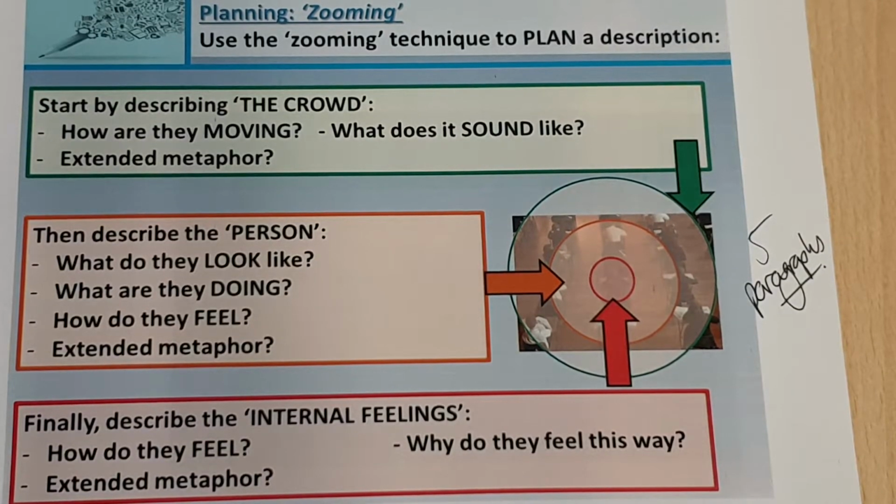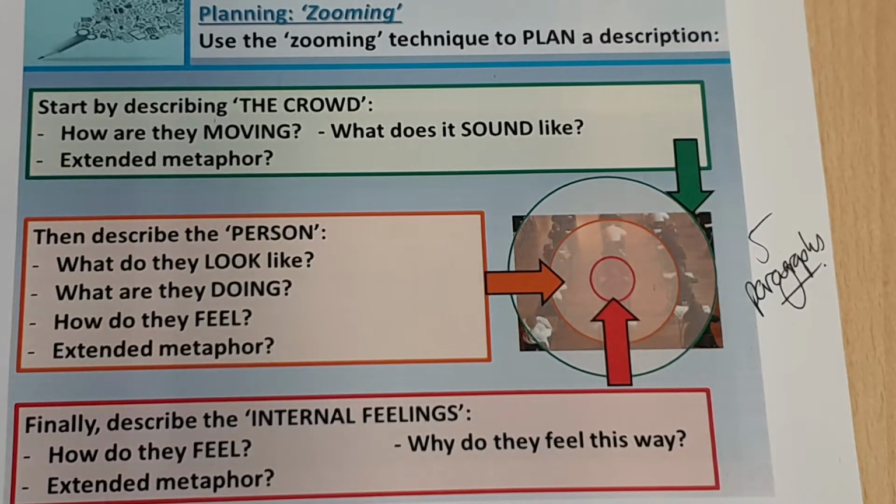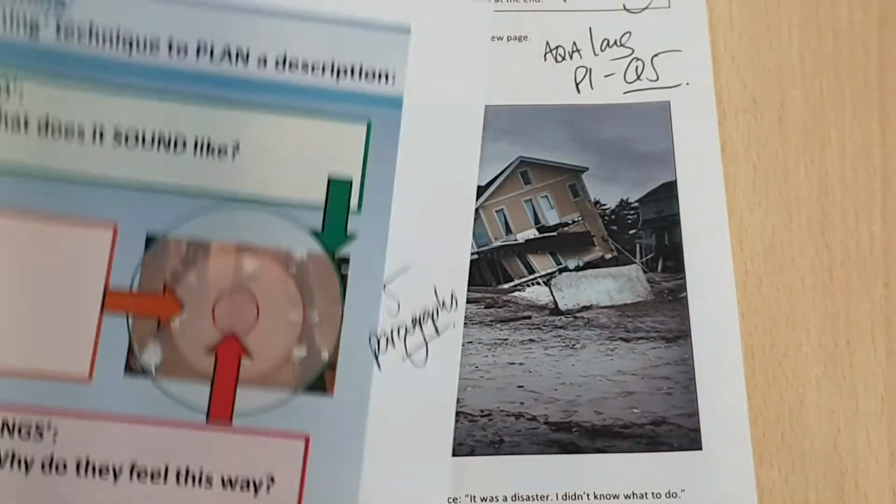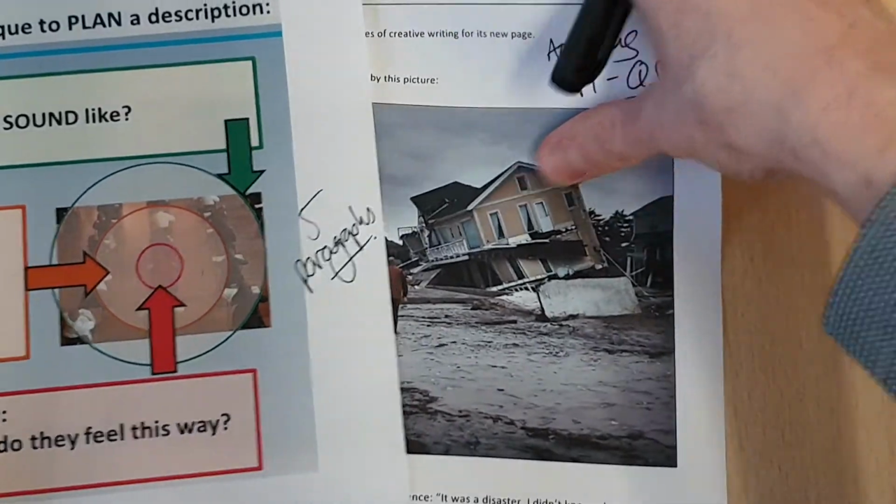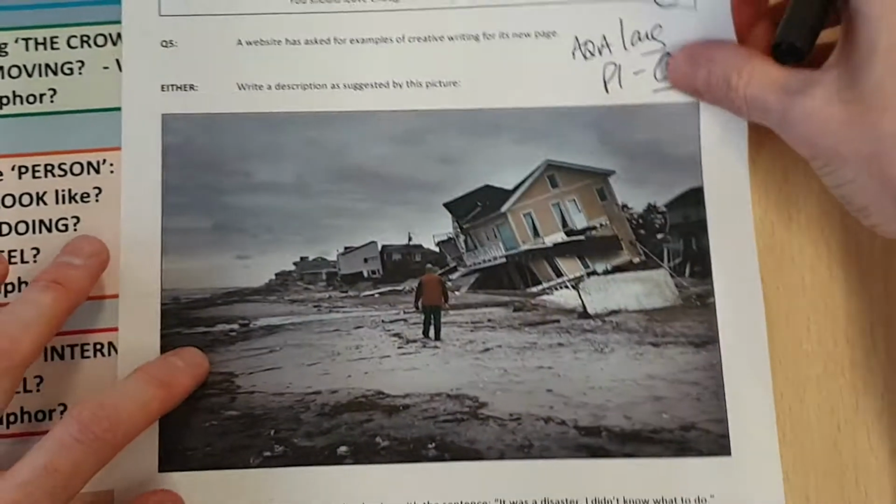Now, the reason I say 5 paragraphs is 4 paragraphs potentially is too little. Any more than 5 paragraphs is too much and you could be waffling slightly. So 5 paragraphs, 5 is the magic number for that. So let's have a go at using the zooming method to plan our response to the image.